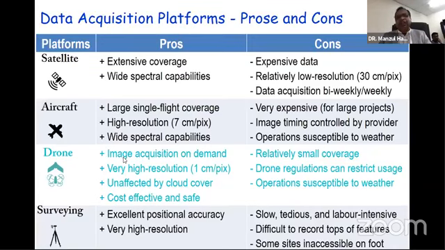Even in India today, drones are not allowed for the private sector. Commercially, you cannot fly any drone as per the regulation as of today. And also, of course, operation is susceptible to weather, but still you have some windows where we can fly drone. Next slide.